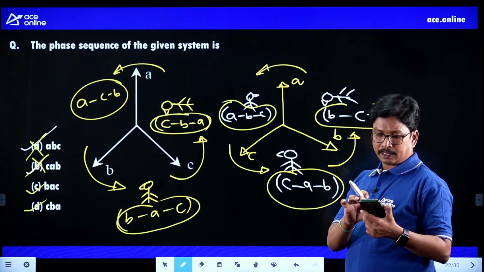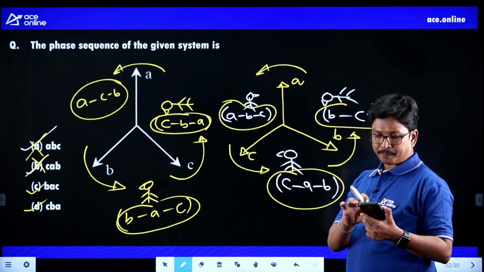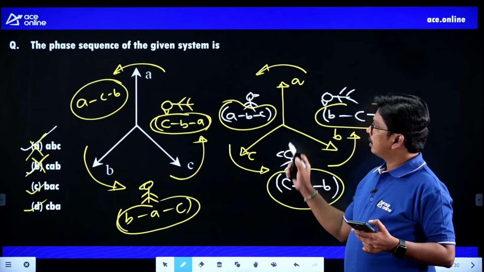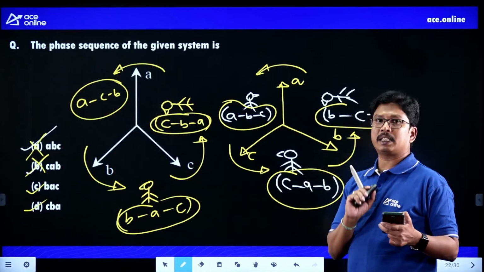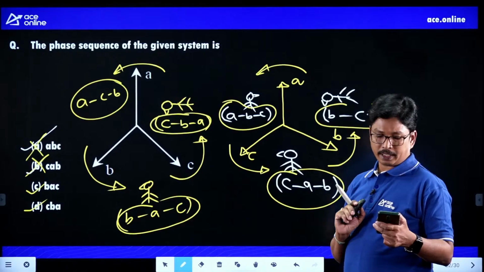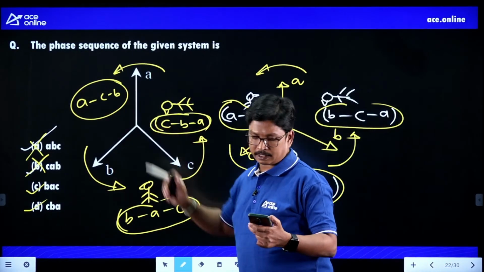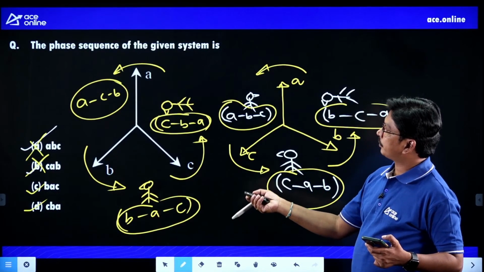Please check it, students, is it clear or not? Respond, everybody. So I am going for the next question. Try to understand the phase sequence based on the reference quantities. It depends on the reference quantity. When A phase is reference, ABC. When A phase is reference, ACB. Clear, everybody? Right. Next question.